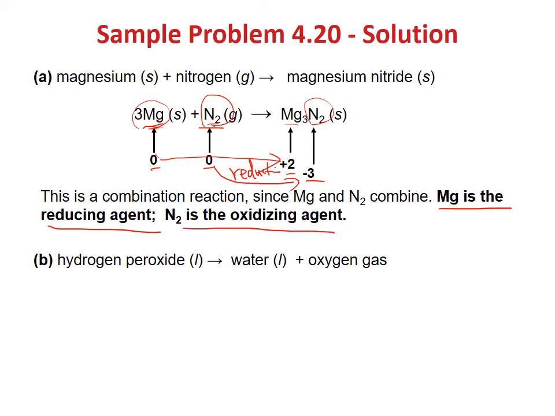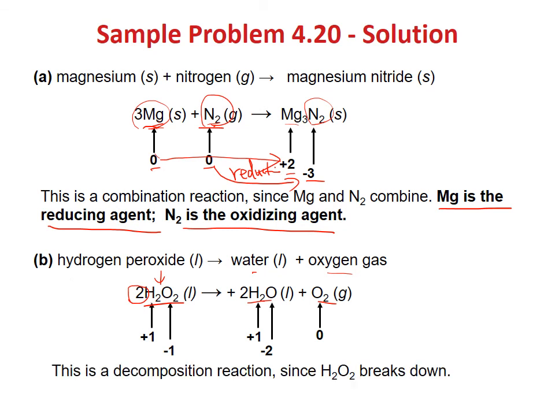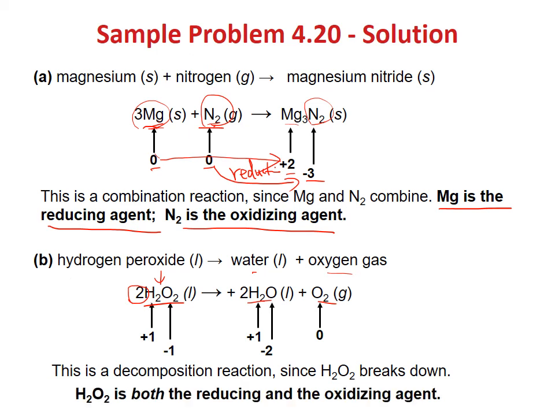Next question. Hydrogen peroxide forms water and oxygen gas. So this is the balanced redox reaction. One reactant forms two products. Even though you have a coefficient of two, both are hydrogen peroxide, and therefore the reaction is a decomposition reaction. One type of reactant forms two different products. Now, because we only have one type of reactant, hydrogen peroxide is both the reducing and oxidizing agent.